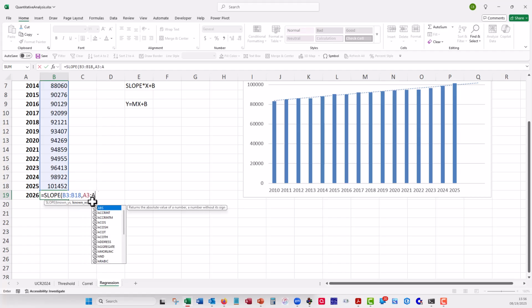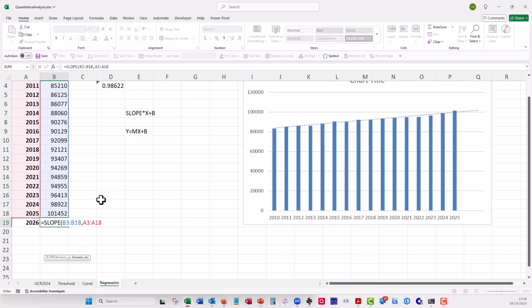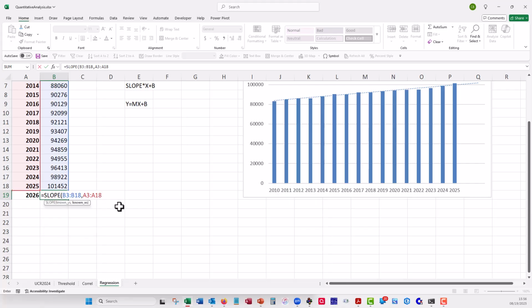A3 to A18 is the x variable, times the x variable that we're trying to predict, 2026, plus the intercept. And again, it's the same range, B3 to B18, comma, A3 colon A18. So we could have calculated each of those things separately and then put them all together, but I decided, what the hell, let's do it in a single formula.